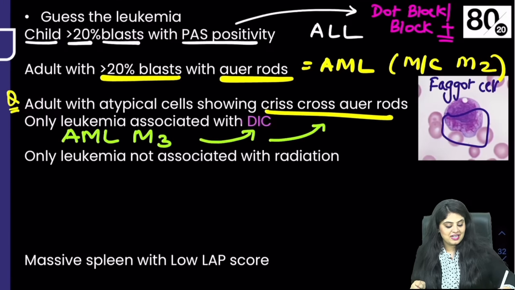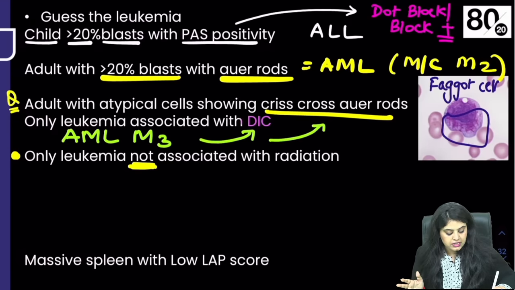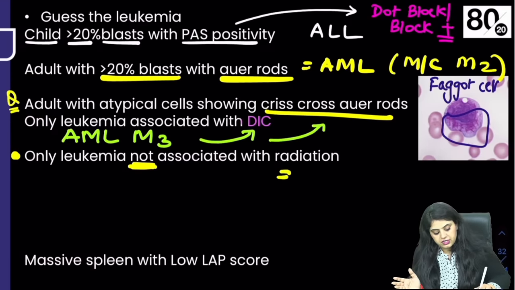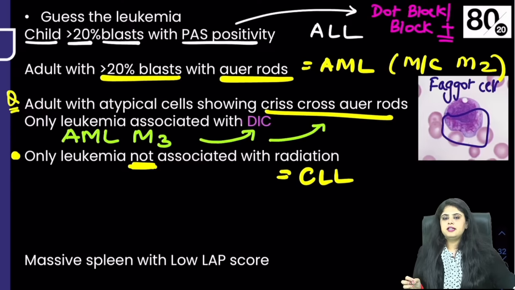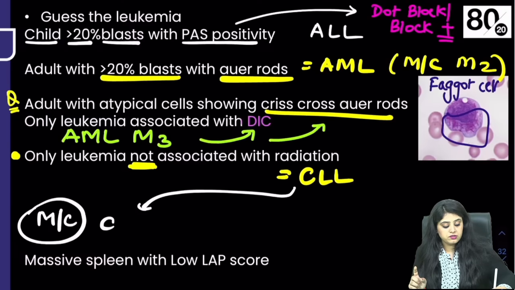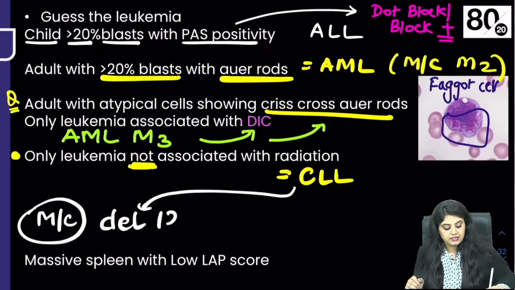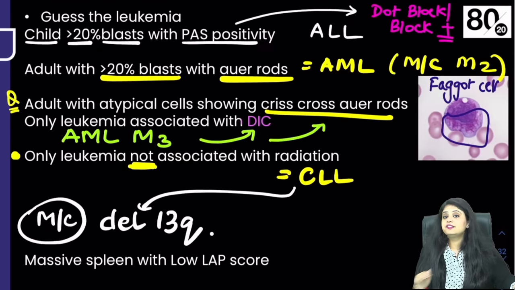Now let's move on to the next one, which is the only leukemia never associated with radiation, never ever associated with radiation, and your answer is CLL. So ma'am, it won't be with radiation, but then how will it occur? In CLL, what is the most common one? Because this is the only leukemia where I tell you a deletion, and that is deletion 13q. This is never ever going to be associated with radiation. Settled. The last one is for formality. I wanted to give you one question.